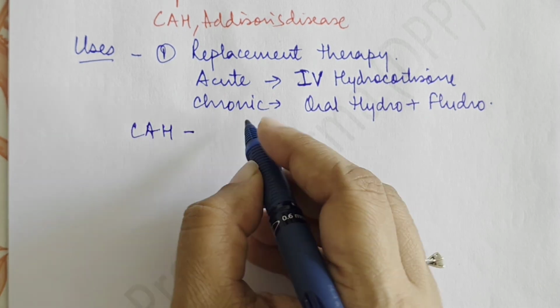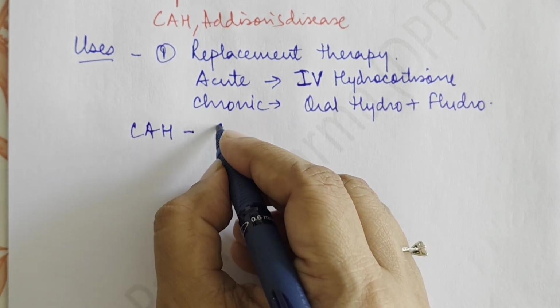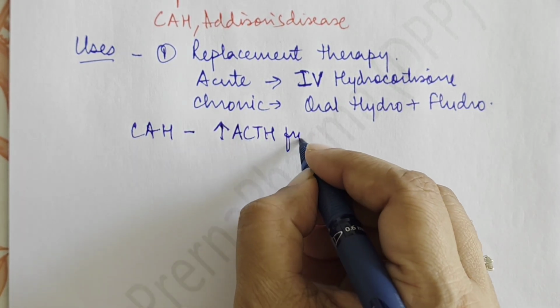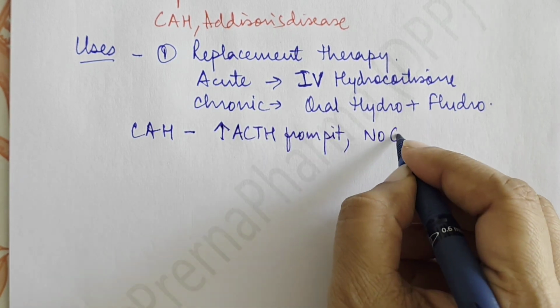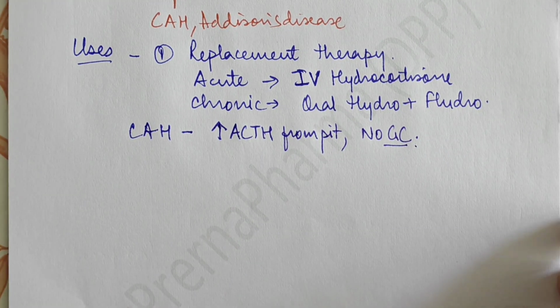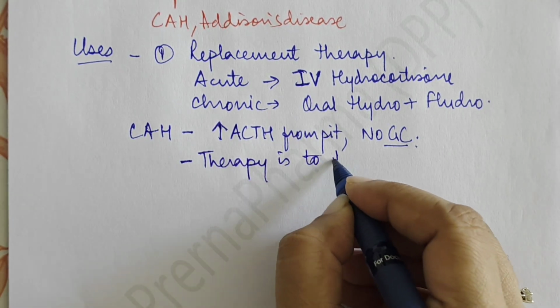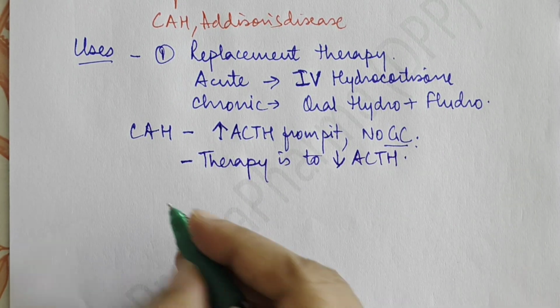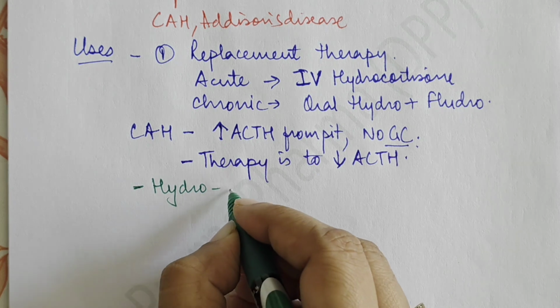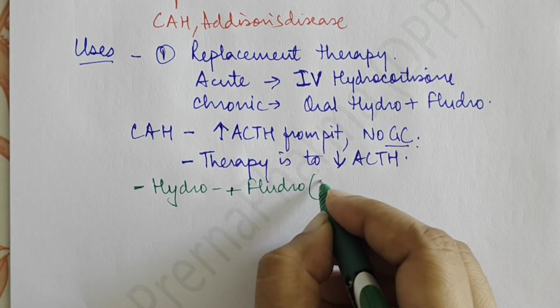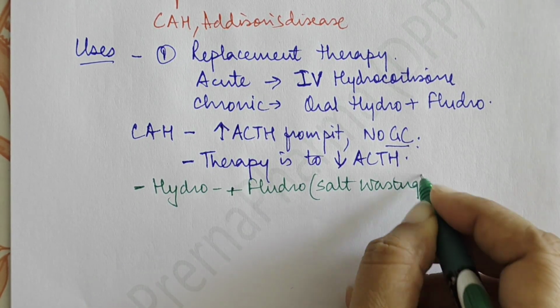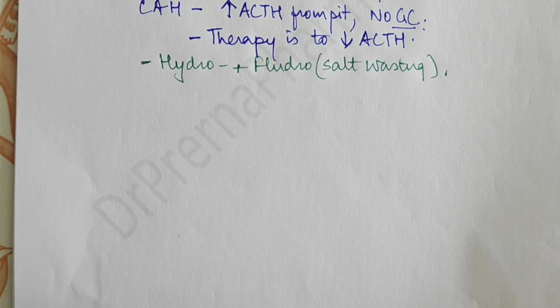In congenital adrenal hyperplasia, there is basically increased ACTH secretion from the pituitary, but there is no glucocorticoid synthesis, and as a result the gland becomes big in size, so there is a hyperplasia. So the target of the therapy is to reduce ACTH. And how do you do that? You do it by giving hydrocortisone plus fludrocortisone if there is salt wasting. Okay, so this is the first use of corticosteroids.